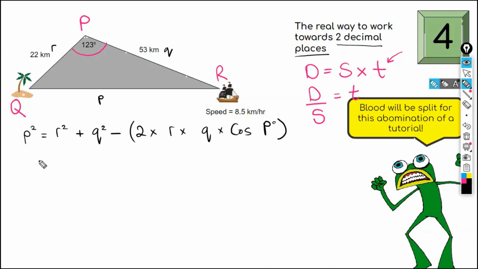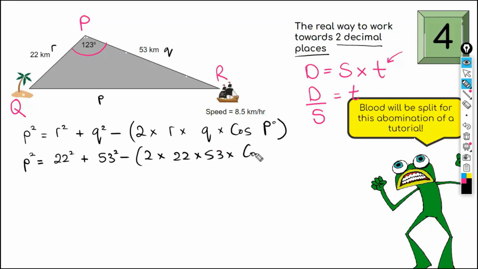All right, so let's substitute in some values. I want to show you exactly how I would work this out in the exam. So this is the cosine rule when you're given 2 sides and the angle in between, and you want to find the one missing side. So we're going to put 22 squared plus q squared, which is 53 squared, minus 2 multiplied by 22 by 53 by cosine what? 123 degrees.